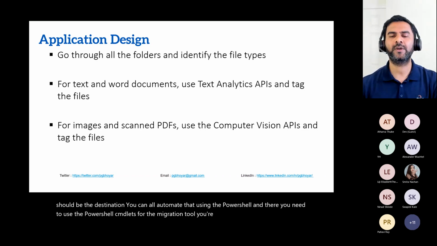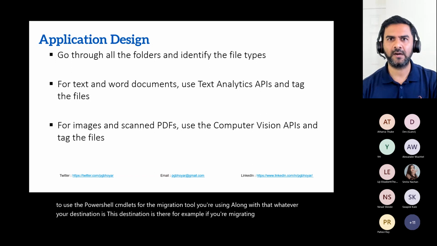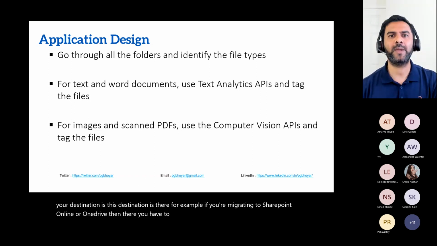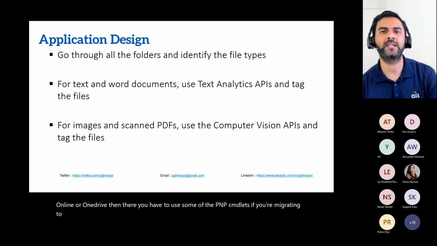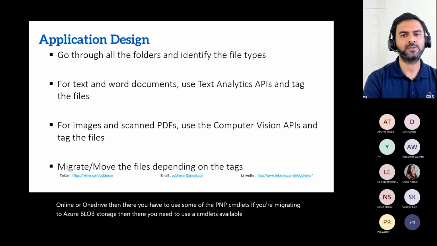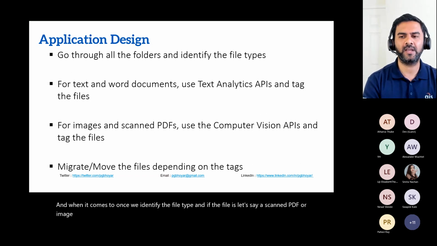Along with that, whatever your destination is. For example, if you're migrating to SharePoint Online or OneDrive, then there you have to use some of the PnP commandlets. If you're migrating to the Azure Blob Storage, then there you need to use commandlets available for Azure. And once we identify the file type, if the file is, let's say, a scanned PDF or image, then we use the computer vision API.